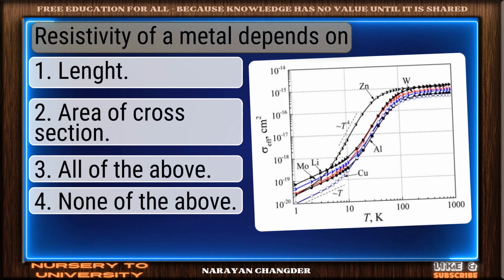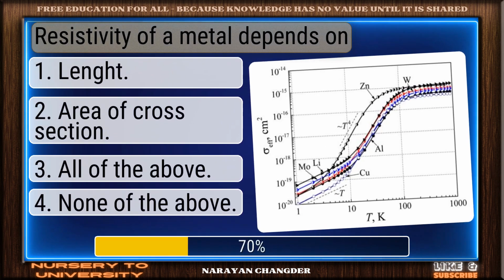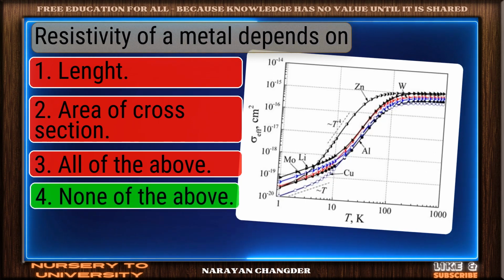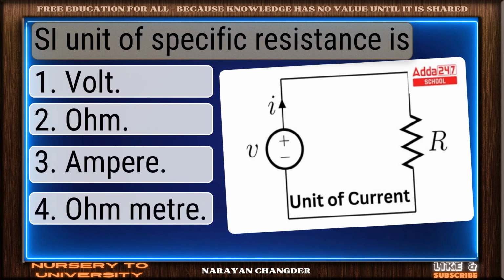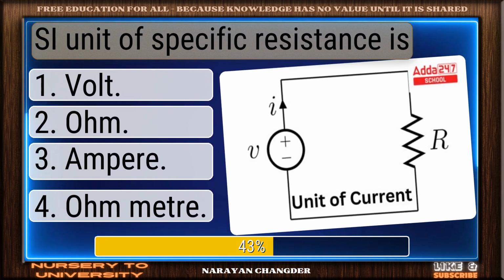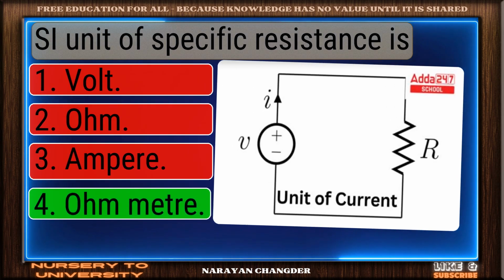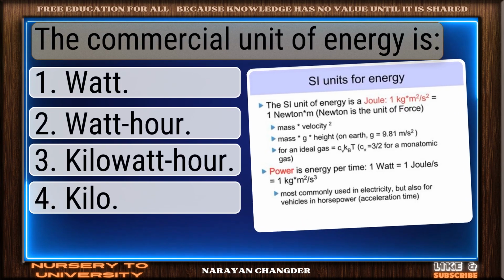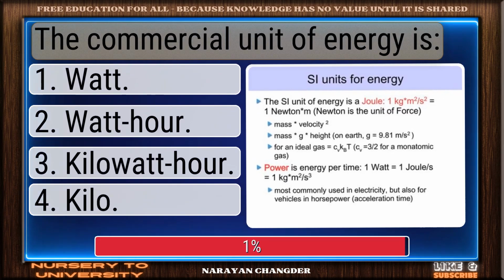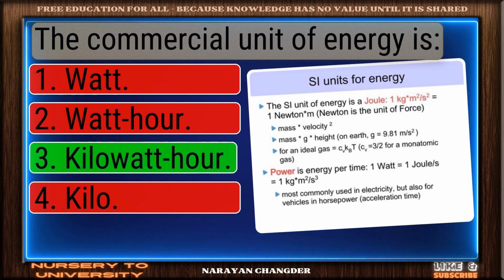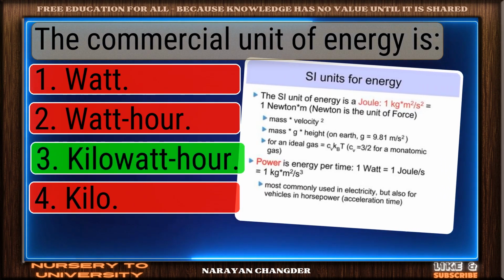Resistivity of a metal depends on. You chose none of the above. Correct. SI unit of specific resistance. Nice selection. Ohm meter is correct. The commercial unit of energy is. Excellent choice. Kilowatt hour is right.